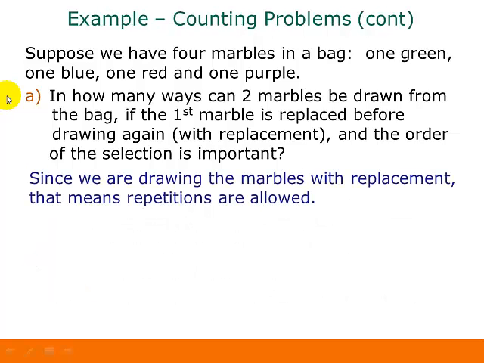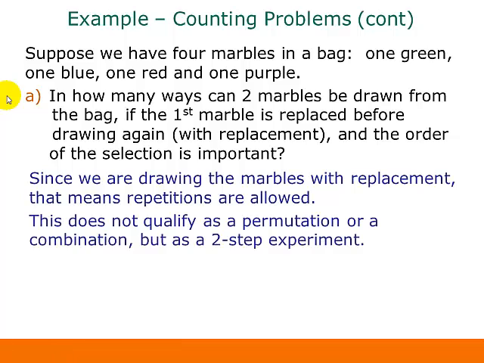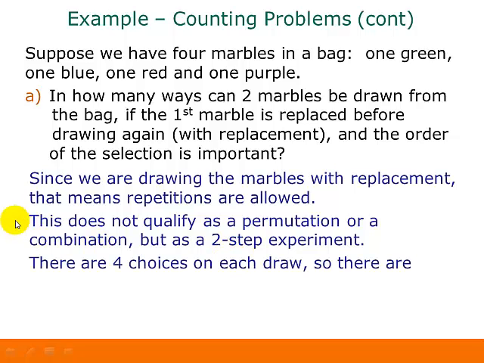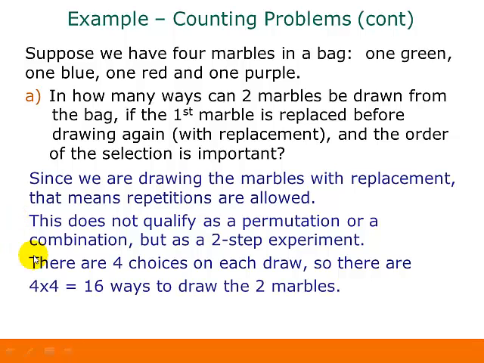In this problem, since we're drawing the marbles with replacement, that means repetitions are allowed. That means that this does not qualify as a permutation or a combination, because in both of those, repetitions cannot be allowed. So we would do this one as a 2-step experiment. There are 4 choices on each draw, so that means there are 4 times 4 equals 16 ways to draw the 2 marbles.